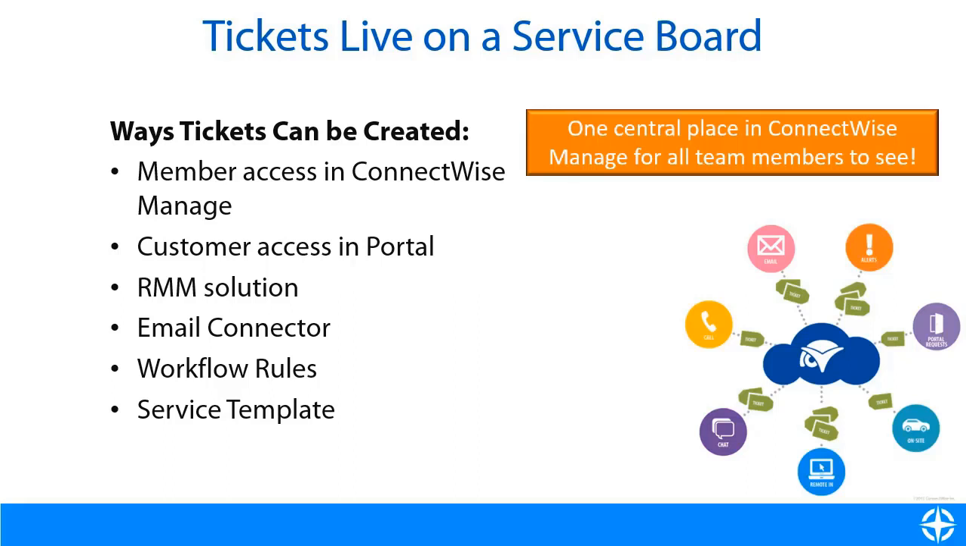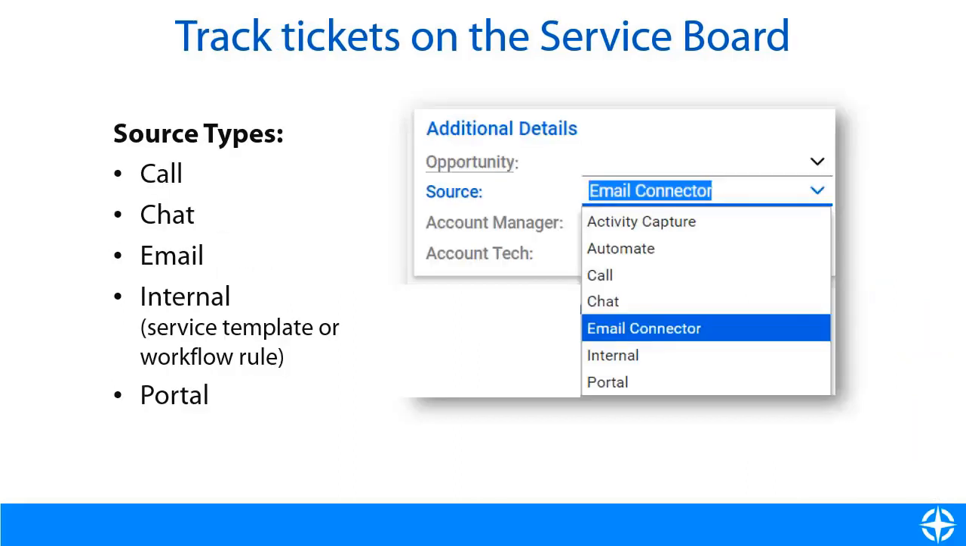The service board is one central place for all team members to see the tickets, and that's why the service board is where the tickets live. You can also track how the tickets are coming in. A source field under additional details of the ticket will allow you to track if it's coming from a call, chat, email, an internal source such as a service template or workflow rule, or your customer portal.